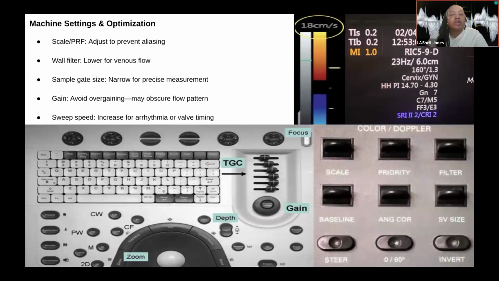Wall filter, you want to lower for your venous flow. Your sample gate size, you want to have it narrow for a precise measurement. And with your color gain, you want to avoid over gaining because that's going to obscure some flow pattern. All right. Now, when you're assessing for arrhythmias, your sweep speed, you want to increase that to really get a precise measurement for that.